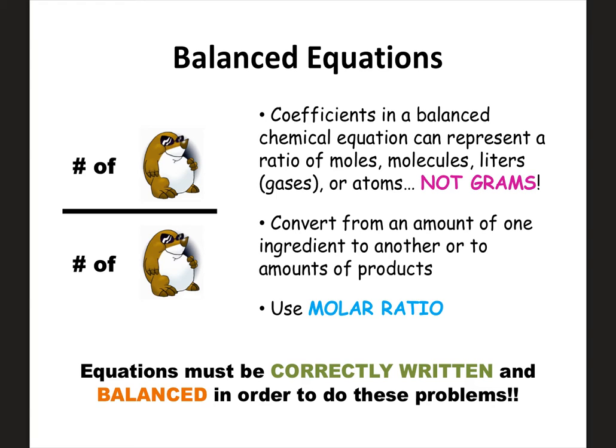All right. So literally what we're doing is we're just going to be converting from one substance to another here. All right. Maybe you're starting with an amount of a reactant and you're trying to figure out how much product will form. Or maybe you are starting with a specific amount of a reactant and you want to know how much of another reactant you need. So you're switching substances in a stoich problem. All right. But you have to use your molar ratio to get there.